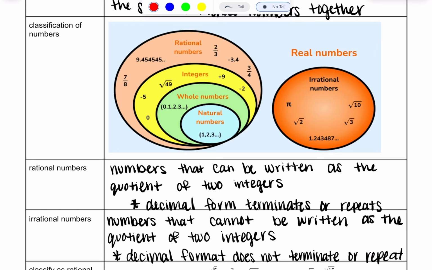By terminate, I mean they come to an ending. If I think about 1.5, it does come to an ending because 5 is the last decimal place. Compared to the ones that repeat, I'm looking to see if there's any type of pattern. For example, 4, 5, 4, 5, 4, 5, continuing. Yes, it continues, but there is a pattern repeating. If you see something like 0.33333 going on, that is considered a rational number because it is repeating or it terminates.